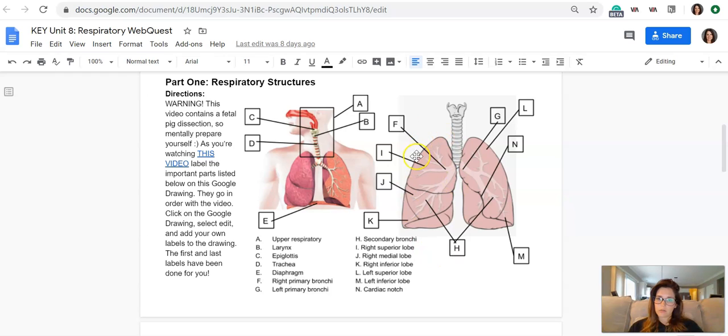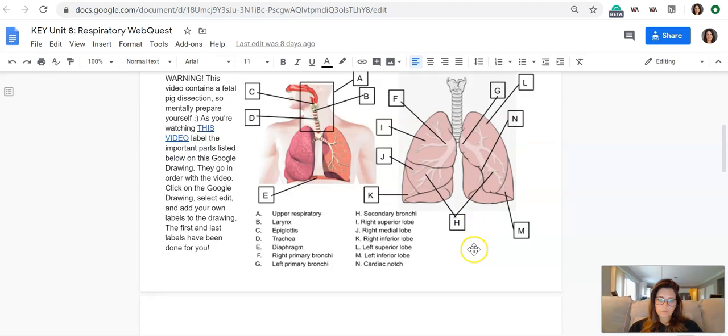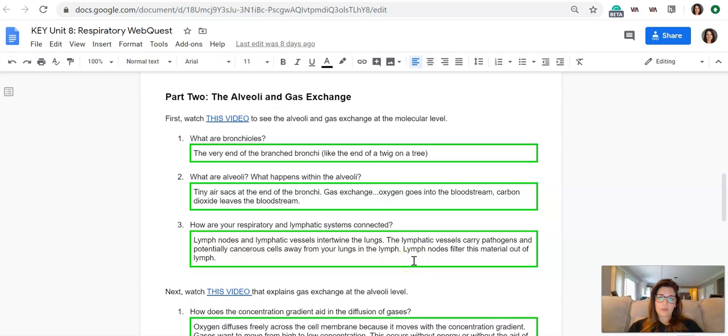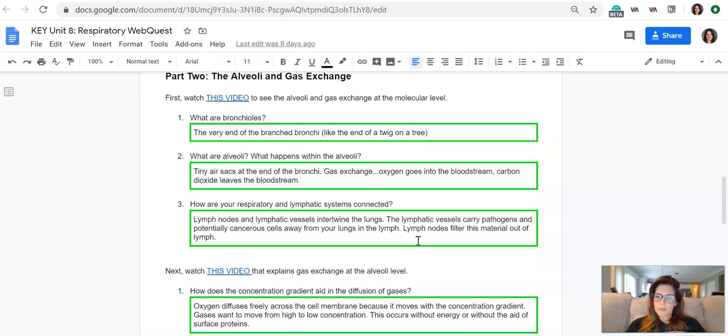So this is actually the right lung, this is the left lung with the cardiac notch. Okay, and then part two, the alveoli and gas exchange. So what are the bronchioles? They're the very end of the branch bronchi, kind of like on a tree. They are the very end, like the twigs of a tree.